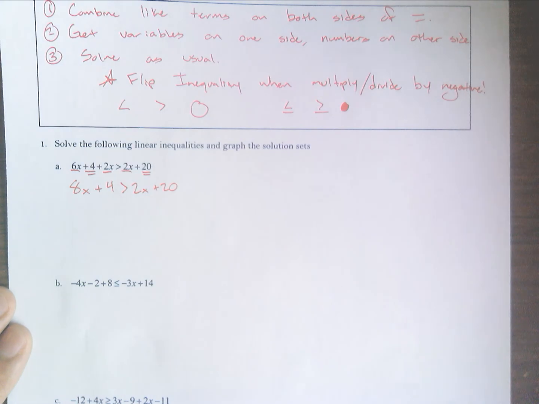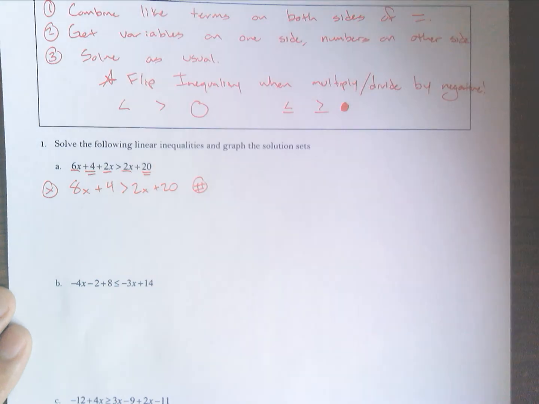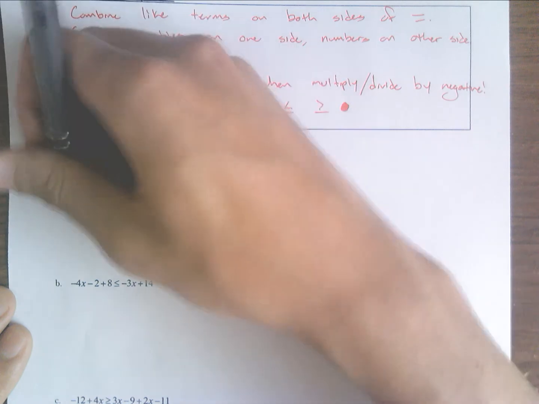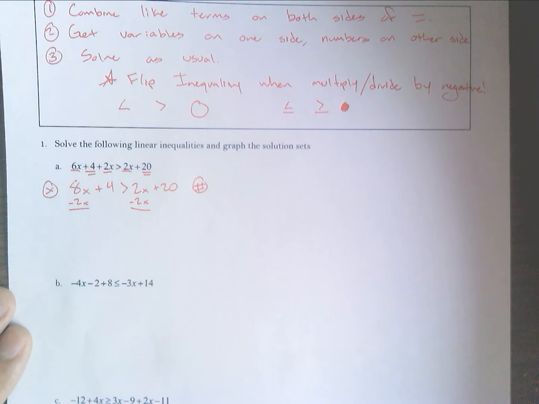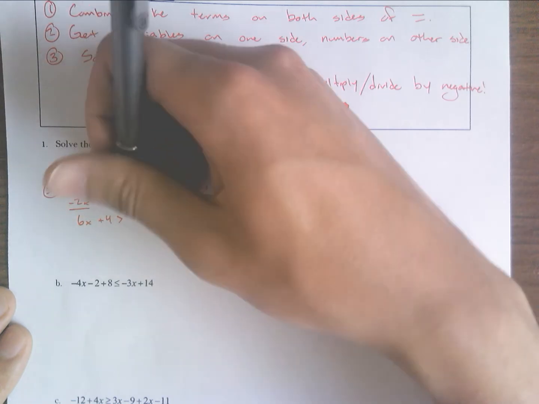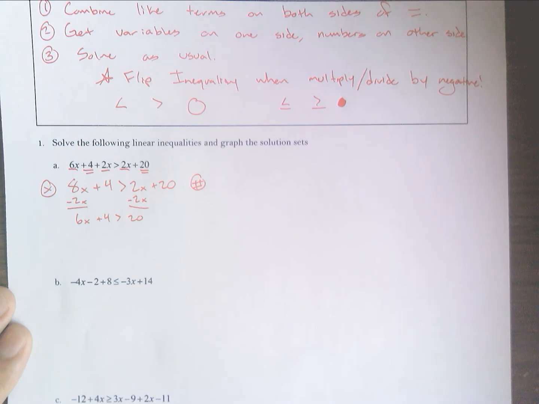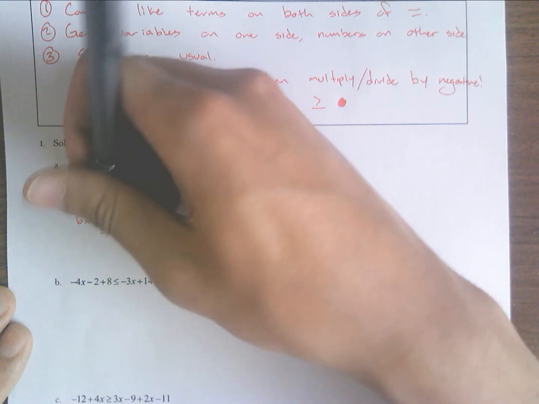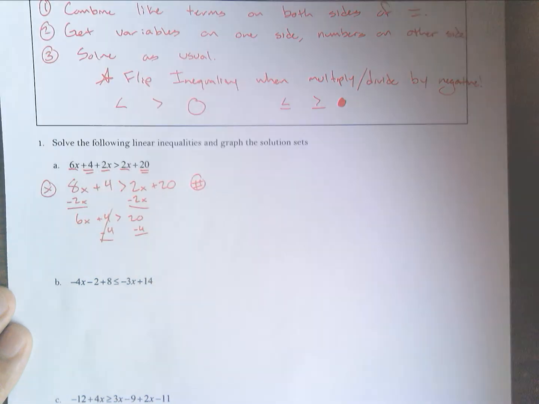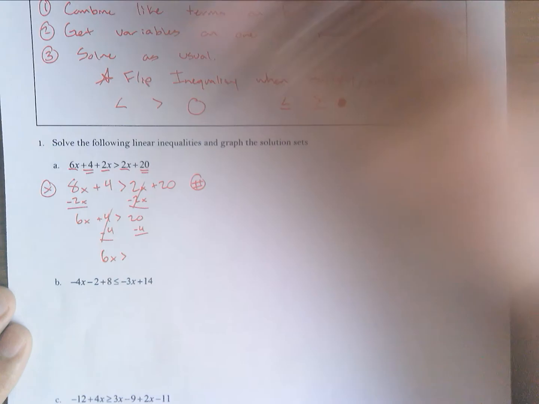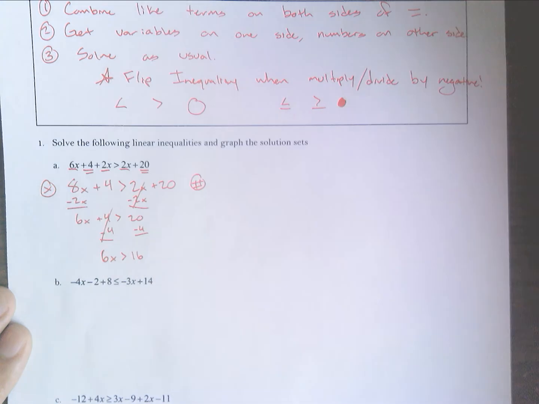Now let's choose, I'll say the left-hand side will do the variables and the right-hand side will do our numbers. So I want to move all my variables to the left-hand side, so I'm going to subtract my 2x. That gives me 6x. I'm going to bring down the plus 4, the inequality, and our plus 20, or positive 20. We want our numbers on the right-hand side, so I'm going to subtract 4 from both sides. And we have 6x is greater than 20 minus 4 is 16.